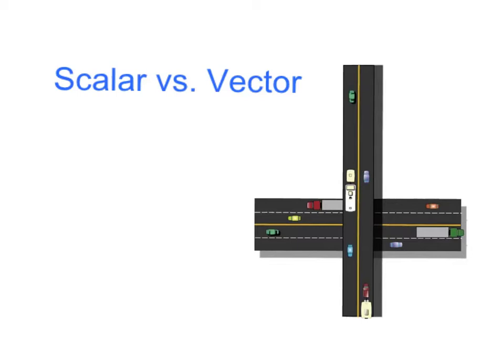A displacement vector describes both the distance and the direction. For example, if somebody were to tell you to leave your driveway and drive 200 meters east, then you would know where to go.